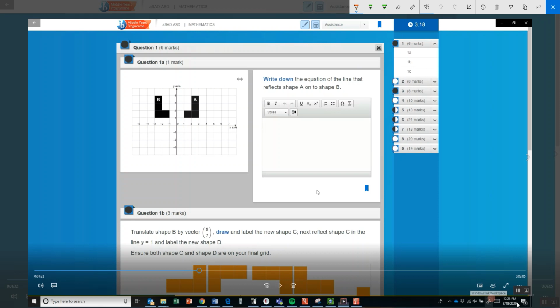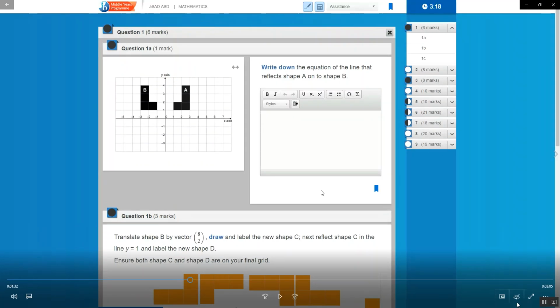Okay, now y equals 1 would be this line. So imagine that that is a mirror, okay? Sorry, just one sec till I pause this. I don't know why it's not pausing.